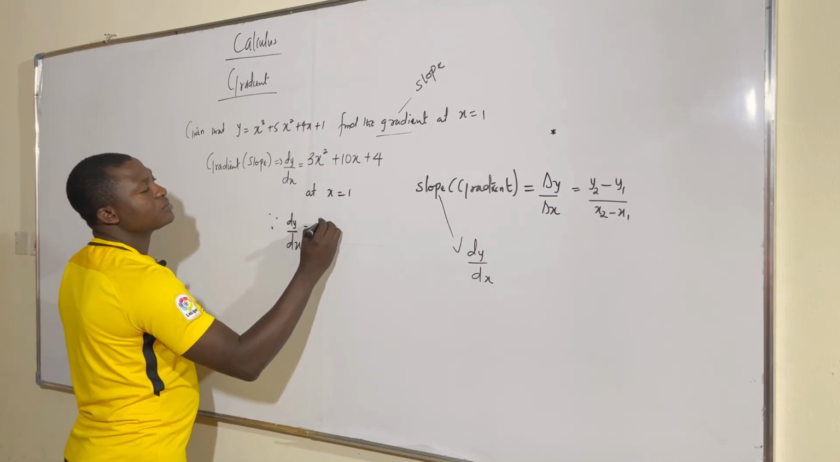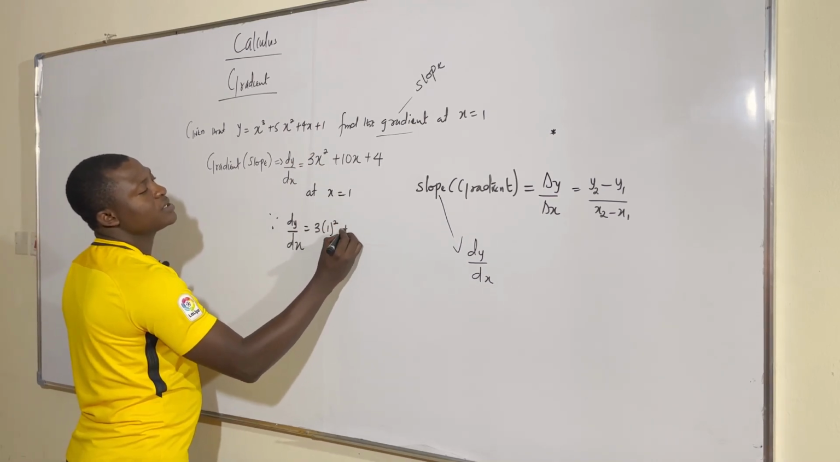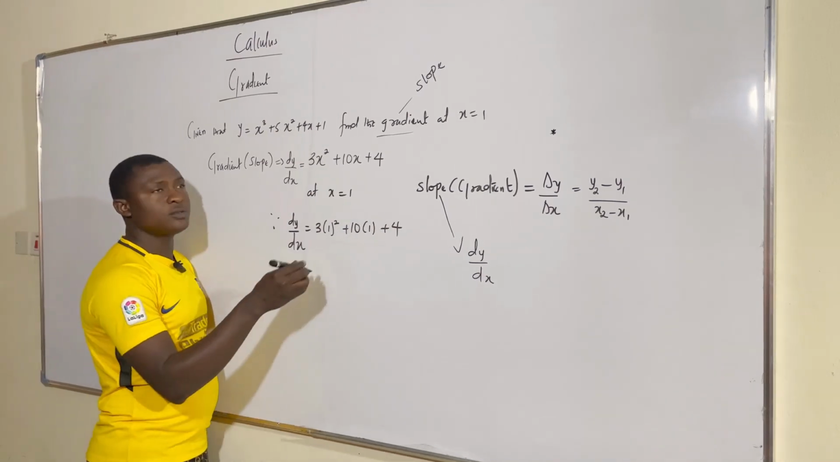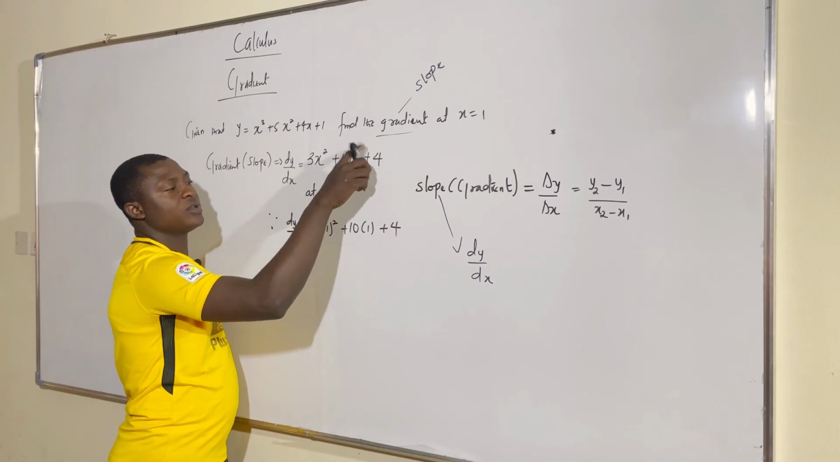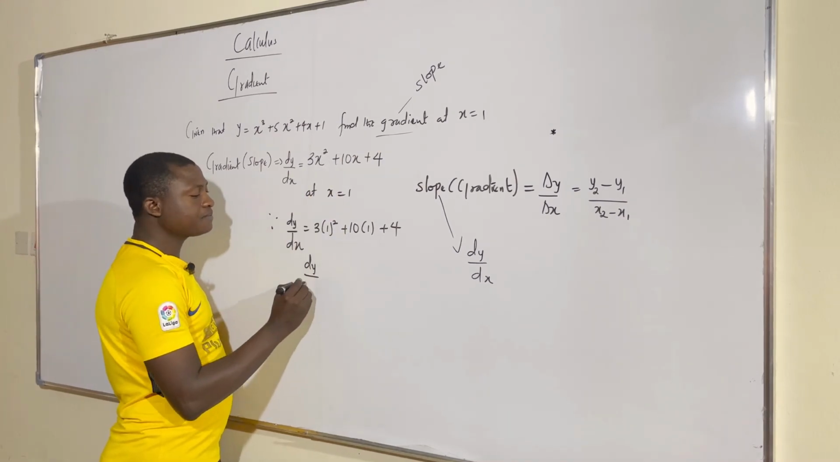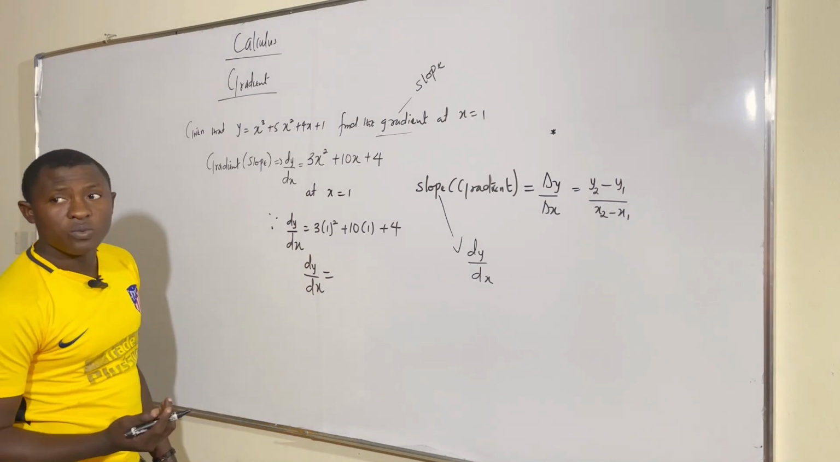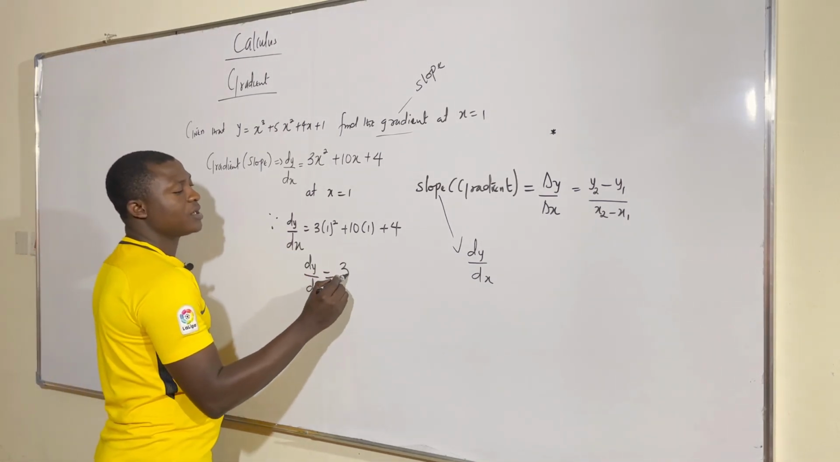So x is 1 now, that is 1 squared plus 10 of 1, then plus 4. You can see we have x here, we have x here, and there is no x here. So here we have dy/dx is equal to 3 times 1 squared. You know, 1 squared simply means 1 times 1. So 3 times 1, and we have 3.